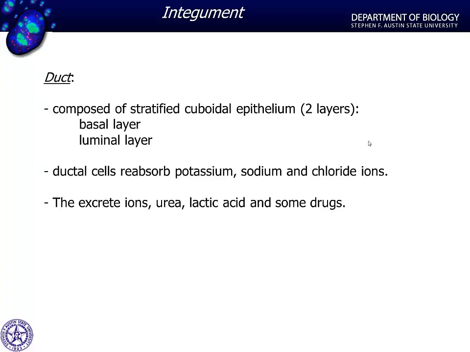Now, the duct of the gland, typical for our sweat glands, is going to be stratified cuboidal epithelium. We're going to have a basal and luminal layer. And certainly the larger the diameter, the larger the lumen, the larger we're going to see these, and the more columnar in shape these may actually appear. But what we're going to see is that these ductal cells aren't simply transporting these materials. Ductal cells can actually remove material from the excretory product, and we'll see that these ductal cells remove potassium, sodium, chloride, and they're going to reabsorb those back into the body.